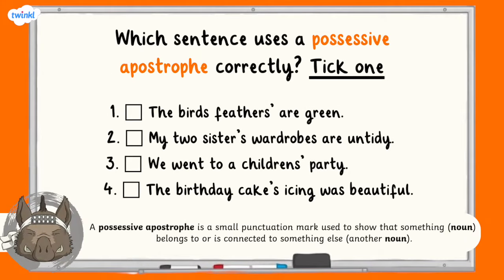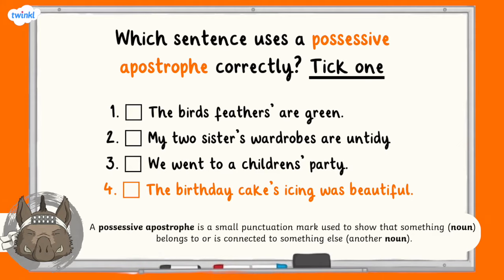Now let's have a look at a question. The question asks us to tick one sentence that uses a possessive apostrophe correctly. We should look at each one in turn and decide if it is punctuated correctly or not. Sentence 1 has the apostrophe after feathers, but nothing belongs to the feathers, so this is incorrect. Sentence 2 says that there are two sisters, but the apostrophe indicates that the noun sister is singular, so this one is incorrect. Sentence 3 uses an apostrophe after the S of the noun to which the party belongs. However, children is an irregular plural noun without the S, so we should have the apostrophe before it. So this one is incorrect.